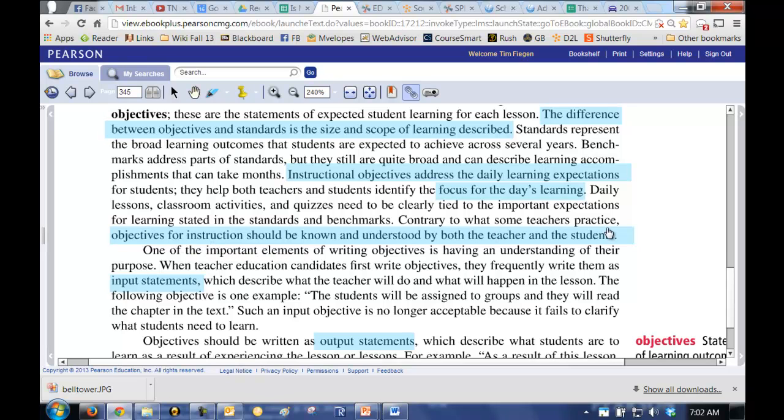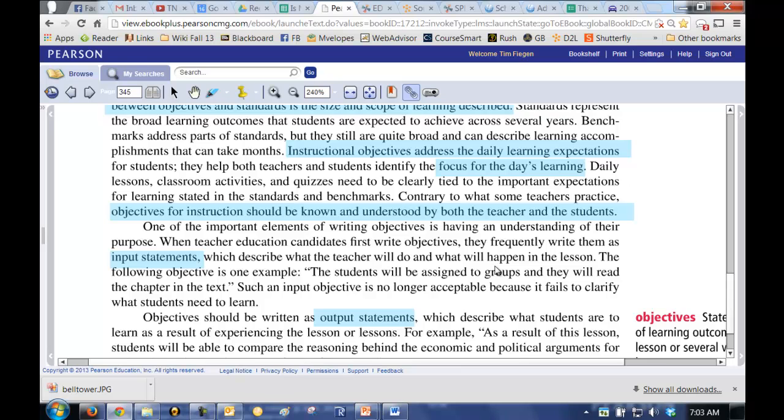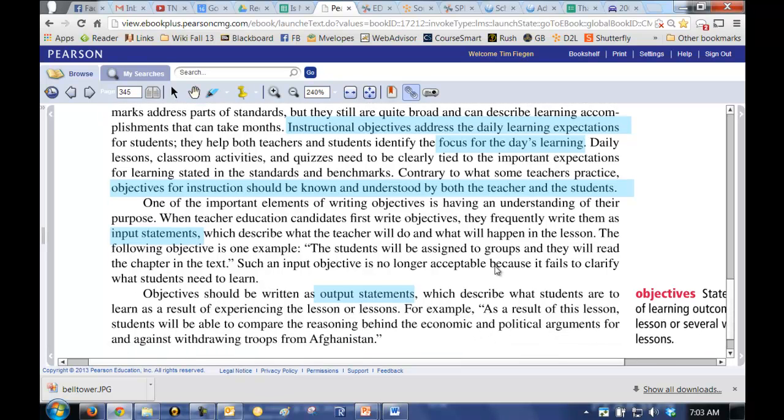Contrary to what some teachers practice, objectives for instruction should be known and understood by both the teacher and the students. That's maybe a little bit of a change, but now you put that out there. You start out your lesson telling the students, at the end of the class, this is what you need to know. And technology really kind of makes that simpler. You can run that up through technology or through their iPads or whatever instructional tools you have.